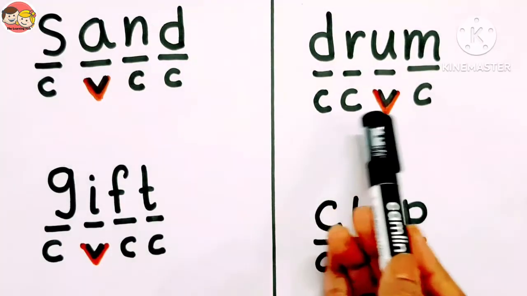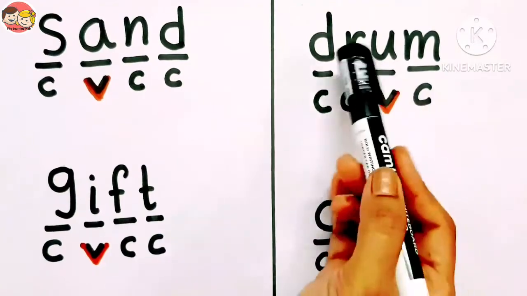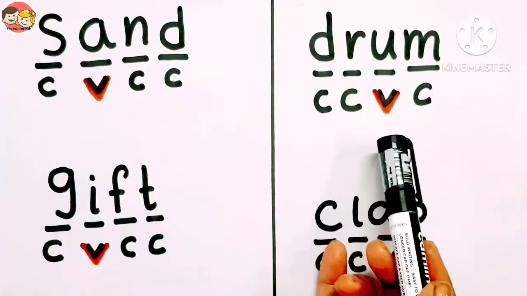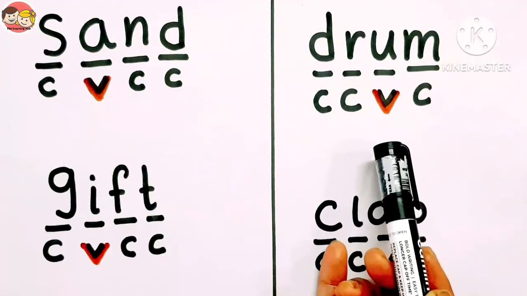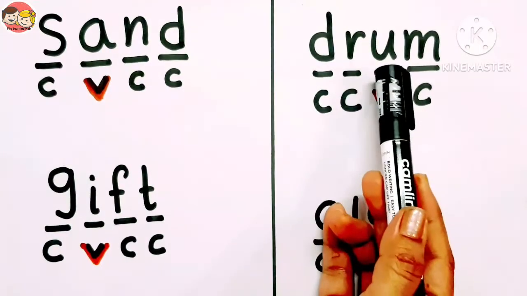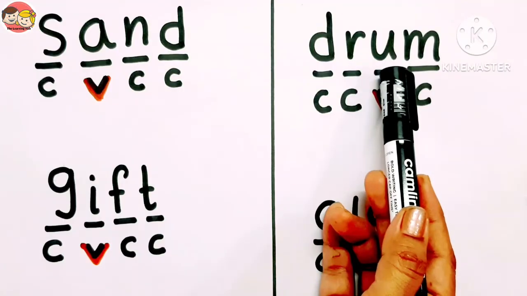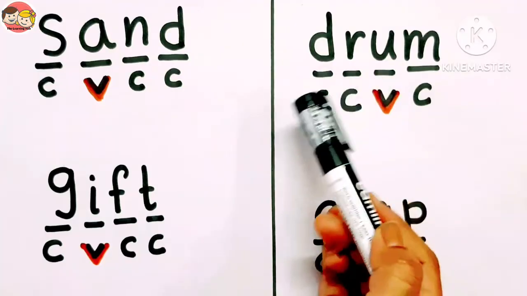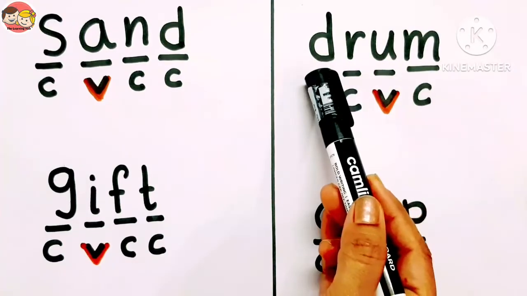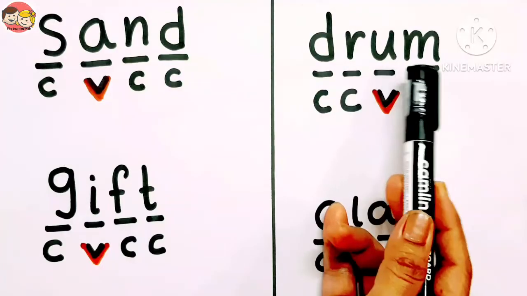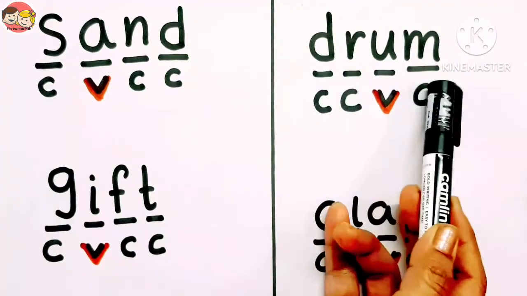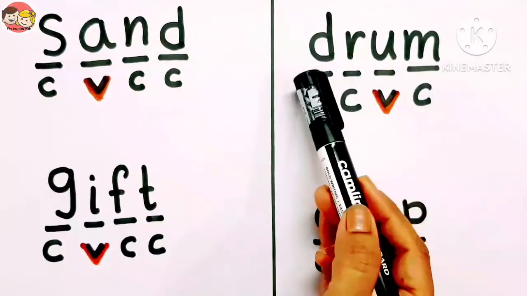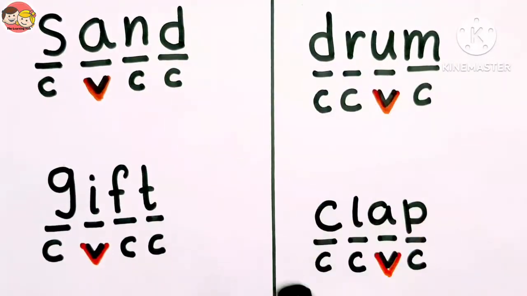Next, a CCVC word like DRUM. This is a CCVC word. Only one vowel is here, that is U. So the sound is going to be short. So let's sound it out. D, R, U, drum. One more example.